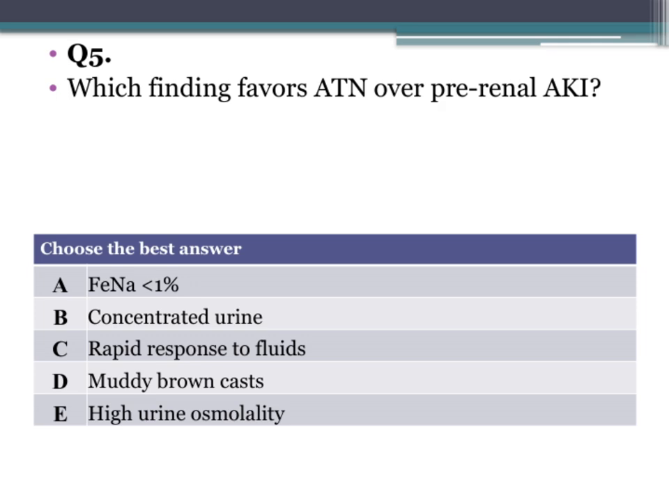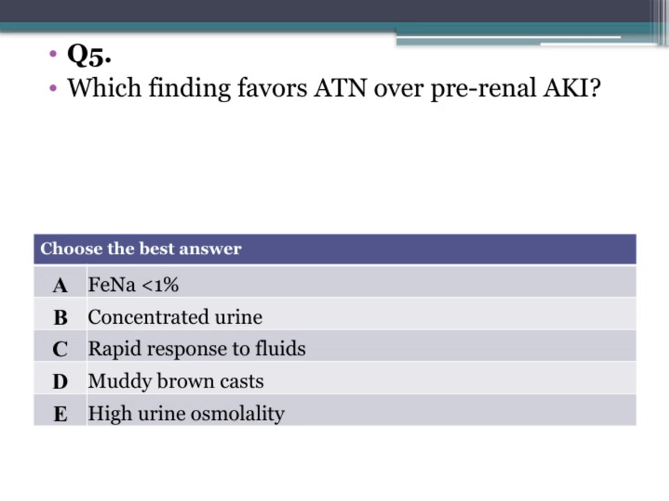Starting with option A, FENa less than 1% is typically seen in prerenal AKI because the kidneys are conserving sodium to maintain volume. So, a low FENa actually suggests a prerenal cause, not ATN. Option B, concentrated urine, is also characteristic of prerenal states, where the kidneys are trying to conserve water and sodium, leading to high urine osmolality. Option C, a rapid response to fluids, again points towards prerenal AKI. If the kidney function improves quickly after volume repletion, it's usually prerenal.